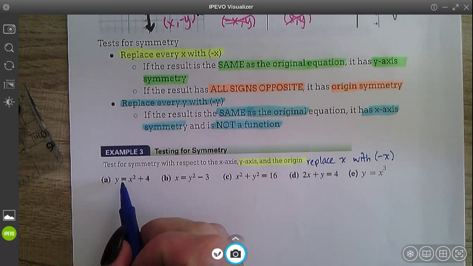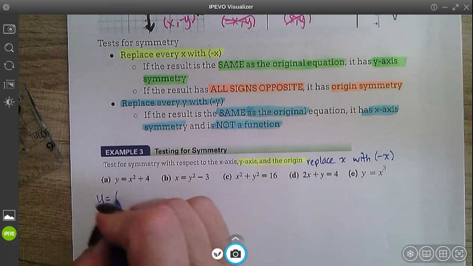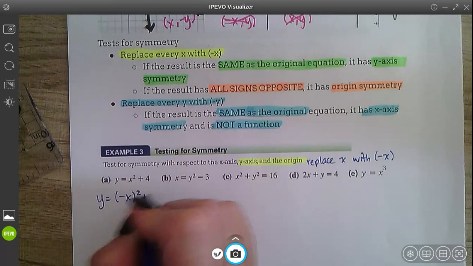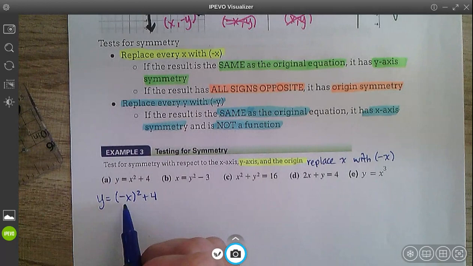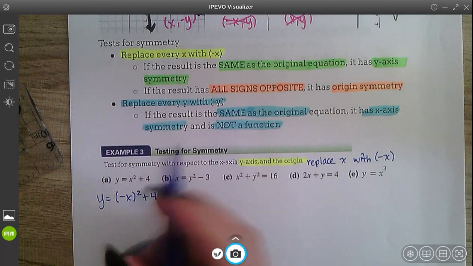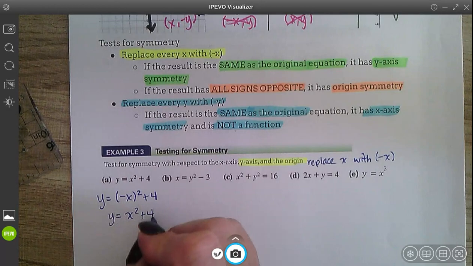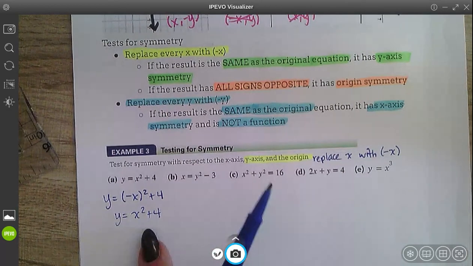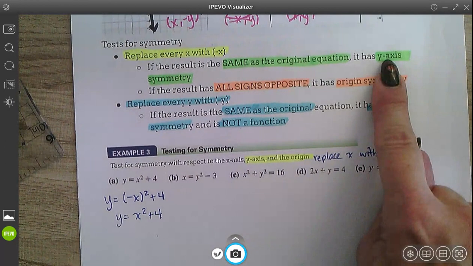y equals x squared plus 4. So I'm replacing x with opposite of x in parentheses. And then I work through that. Negative x times negative x is positive x squared. So this is x squared plus 4. Now, comparing that to the original, it is exactly the same. So this graph is going to have y-axis symmetry.